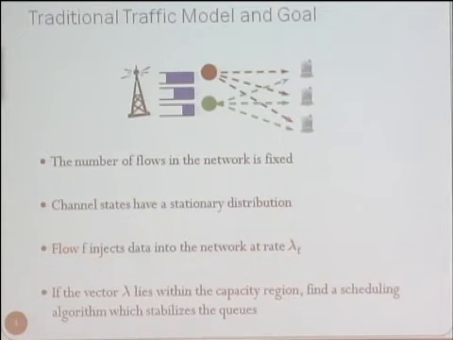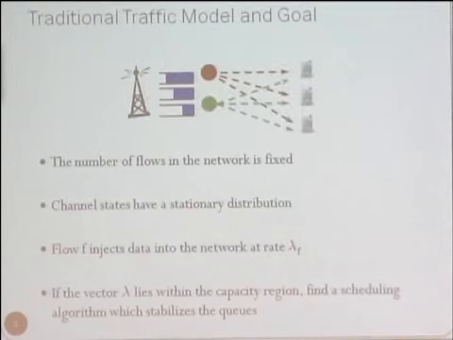In the traditional model that people have looked at since the early 90s, you have a fixed number of flows or users, and packets arrive to each that need to be transmitted to each of the receivers. The channel states are assumed to have some steady state distribution. So based on that, you can calculate, if the arrival rate to this user is lambda 1, this is lambda 2, this is lambda 3, whether the system can support the set of arrival rates.